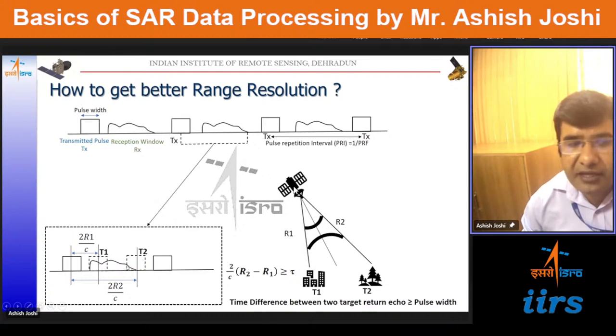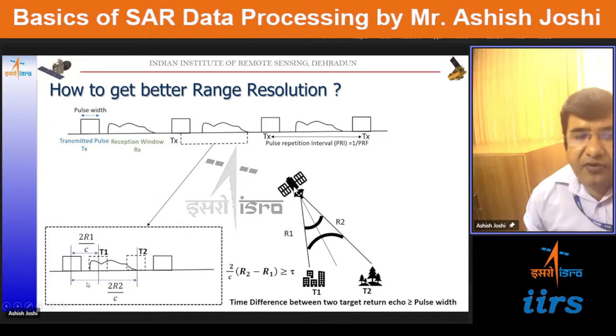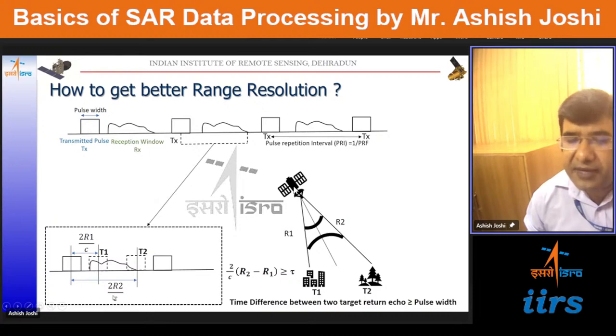And so in the receiving window, we are getting the echoes of both targets, T1 and T2. And we know the time between them is given by 2R/C from the formula of the time delay. So the sensor will be able to discriminate two targets separately when this distance, 2/C (R2 minus R1), is greater than tau. So this is the criteria.